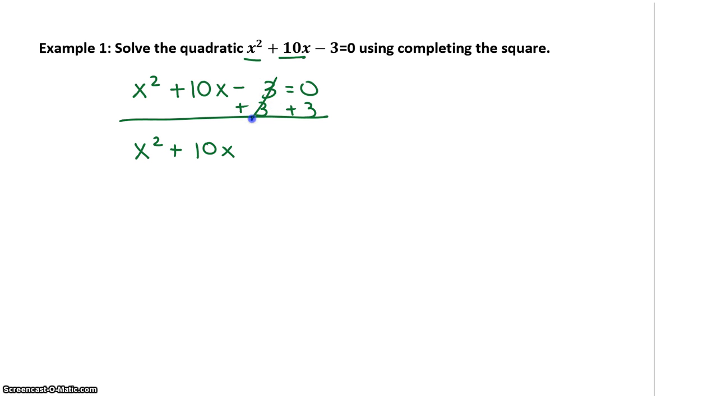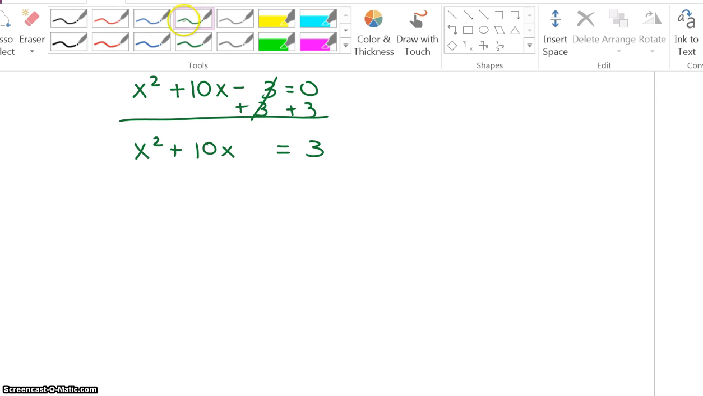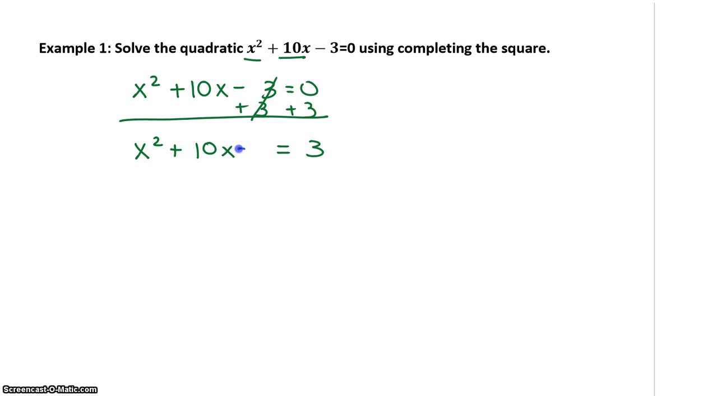And then this is now 0 equals 3. Now, I did leave a blank there because I'm going to need some space. So I'm going to add a plus blank and a plus blank. What we're going to do is come up with a number that's going to make this a square binomial.